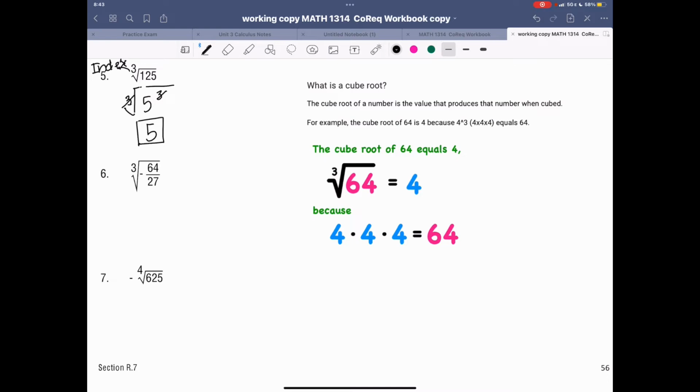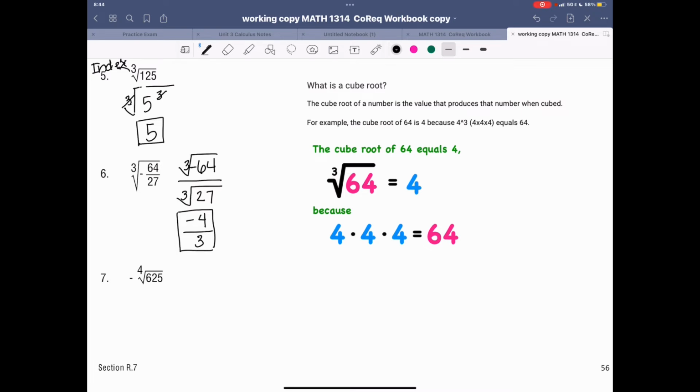For number 6, it's the same idea. We know that 4 cubed is 64, and we know that 3 cubed is 27. So we have to split up our fraction. I want to keep the negative with the numerator. So remember, I'm taking the cube root of the numerator and the denominator. And then when I simplify this, the cube root of negative 64 is going to give me negative 4. The cube root of 27 will be 3. So our answer is negative 4/3.